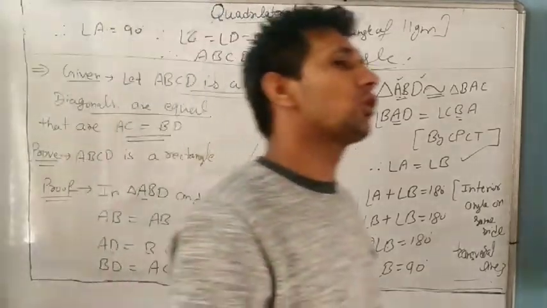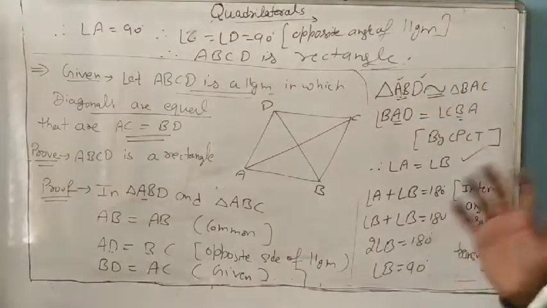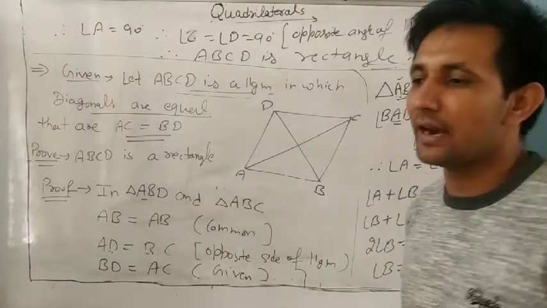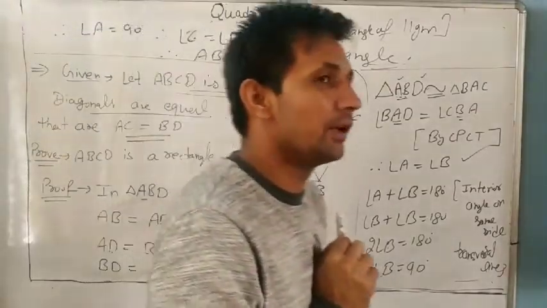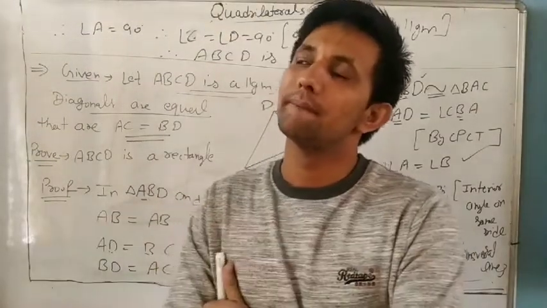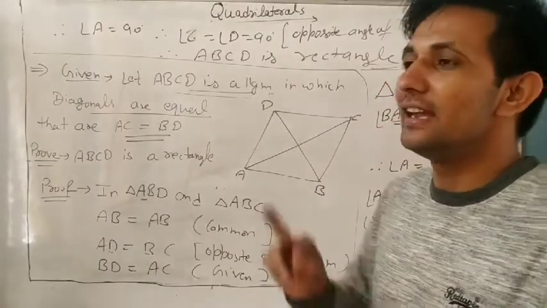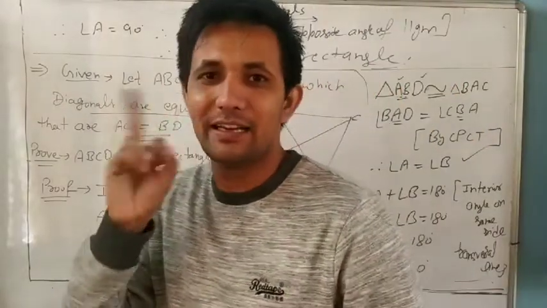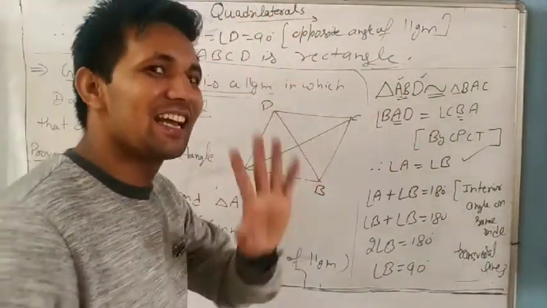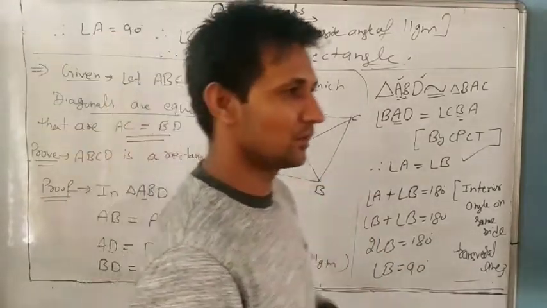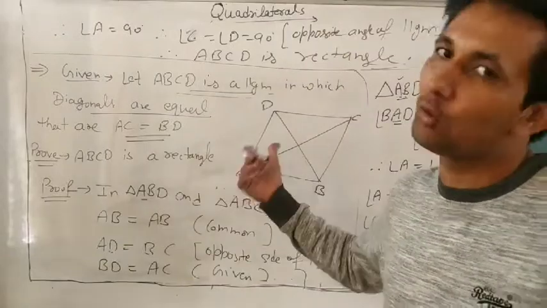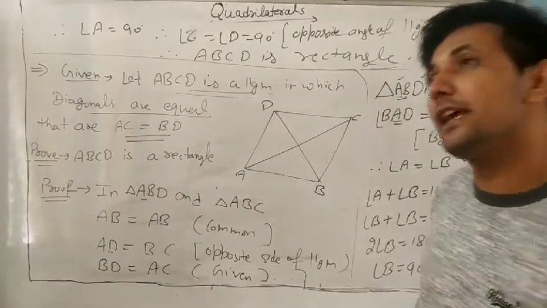Then we have to prove that ABCD is a rectangle. So first we will think in our mind, what is a rectangle? Rectangle means each angle is 90 degrees. A rectangle is a parallelogram. Parallelogram is already given, so no need to show that it is a parallelogram. And we have to prove that it is a rectangle.